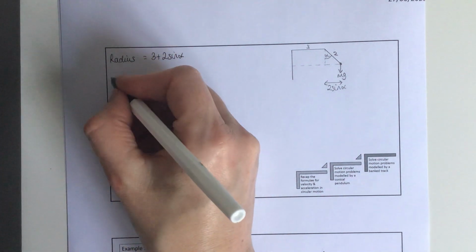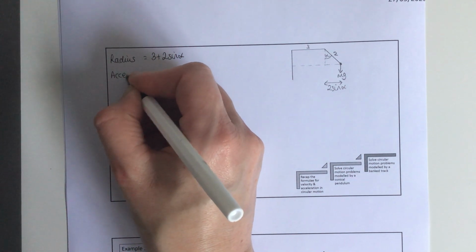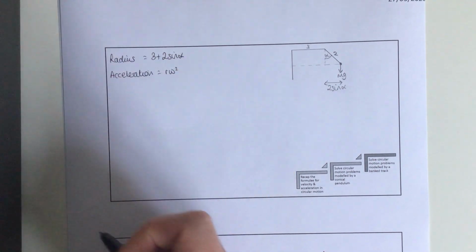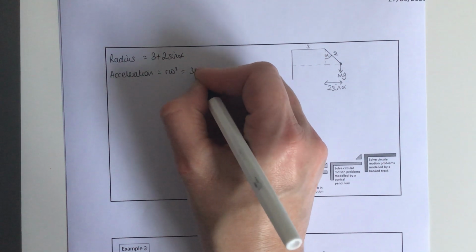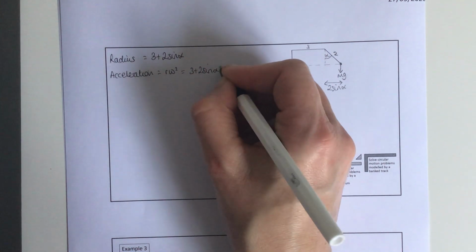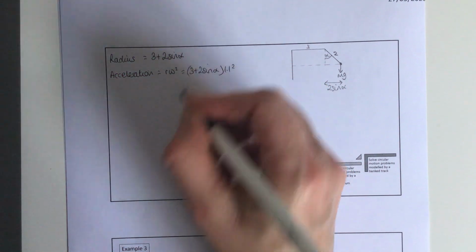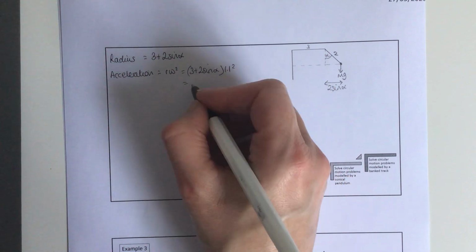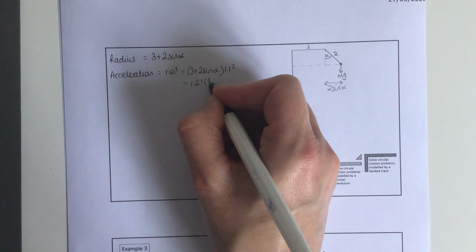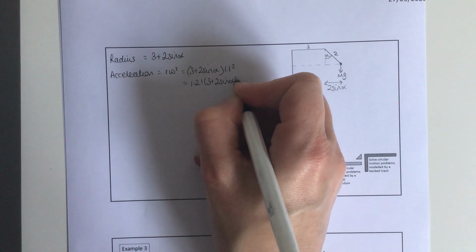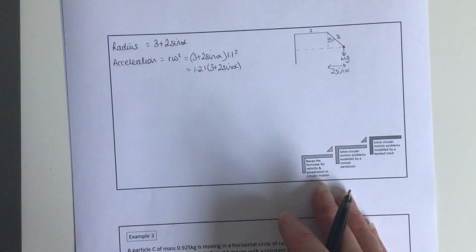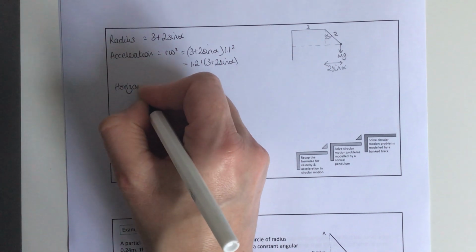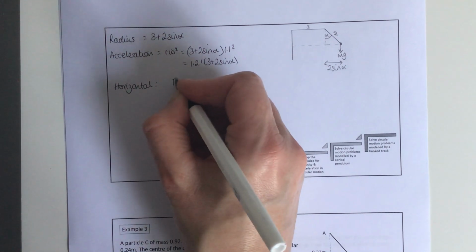We know then that the acceleration, which is our omega squared r, we're told omega in the question, so that's going to be 3 plus 2 sine alpha times 1.1 squared. That's our acceleration. If we want to evaluate this, that would be 1.21, 3 plus 2 sine alpha. Again, same principles. We're going to go horizontal first. So F equals ma.